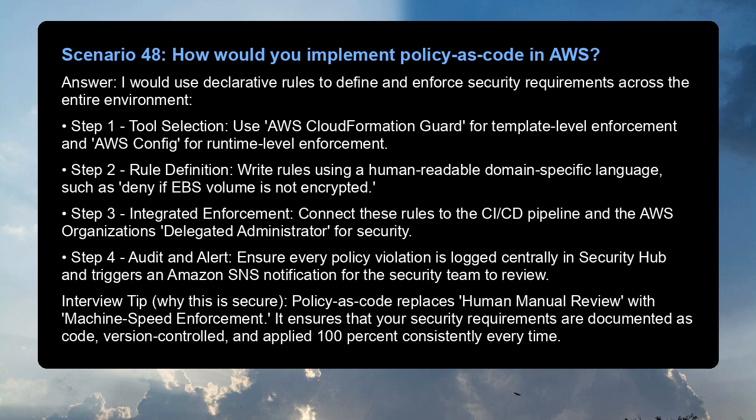Step 4. Audit and alert. Ensure every policy violation is logged centrally in Security Hub and triggers an Amazon SNS notification for the security team to review. Interview tip: why this is secure. Policy as code replaces human manual review with machine speed enforcement. It ensures that your security requirements are documented as code, version controlled, and applied 100% consistently every time.